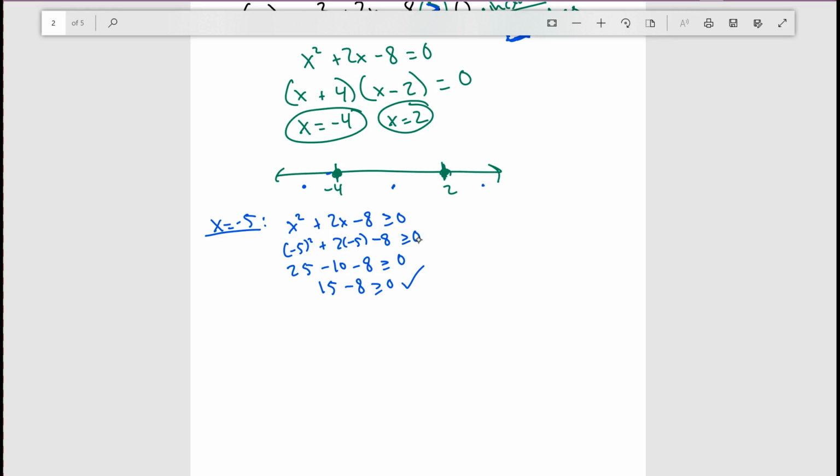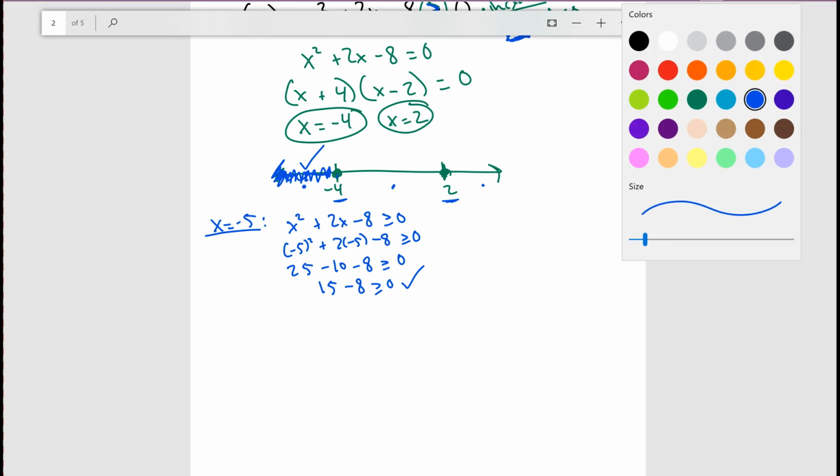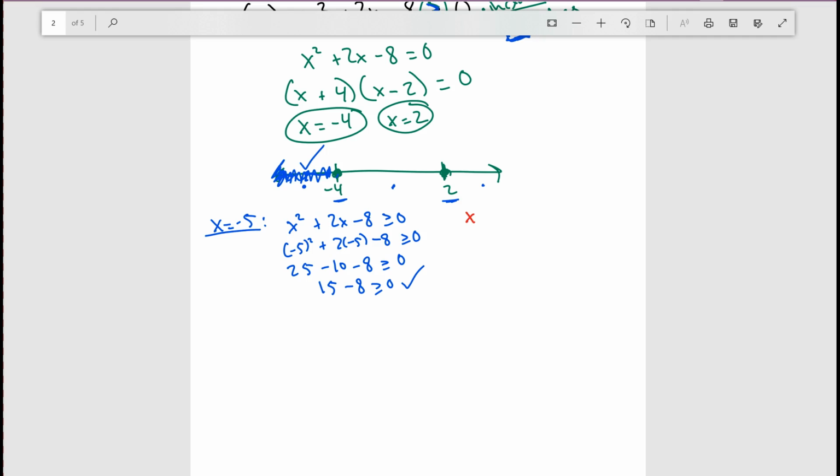So anything over here is okay. We're good. This is a good thing. Now, what about anything in the middle? Well, let's choose a number that's between negative 4 and 2. A number that's between negative 4 and 2 would probably be 0. So 0 is a good candidate.